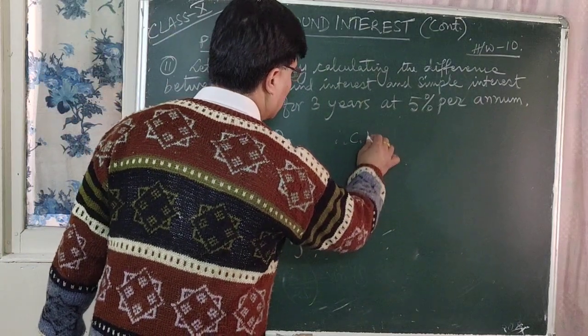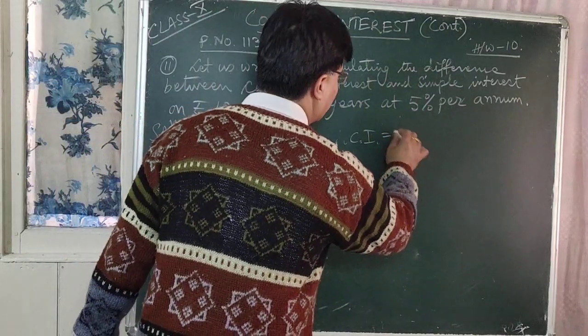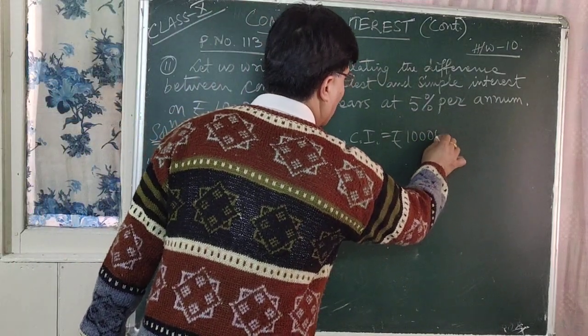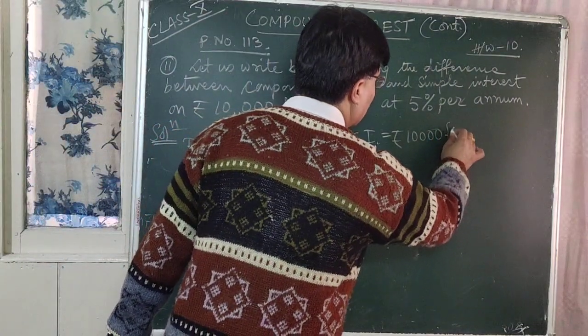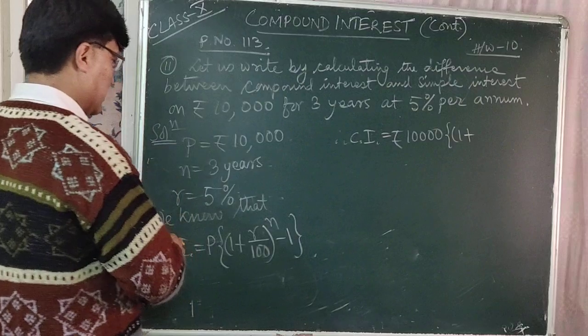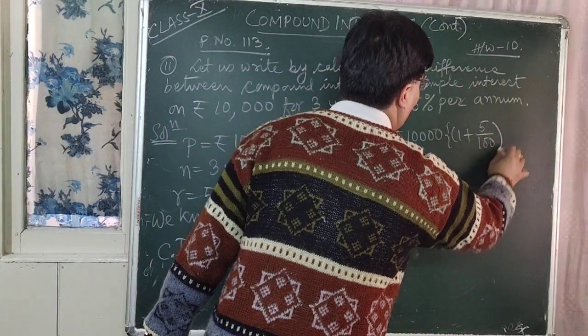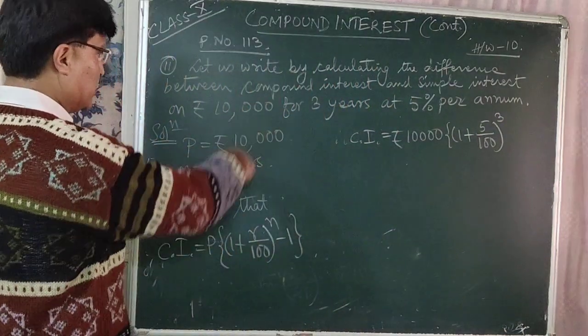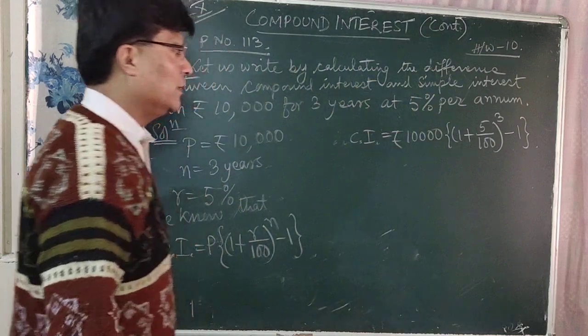So therefore CI is equal to, what is P out here? Rupees 10,000. Then within second bracket 1 plus, what is R? R is 5. 5 upon 100 whole to the power, here N is 3, and then minus 1, right?